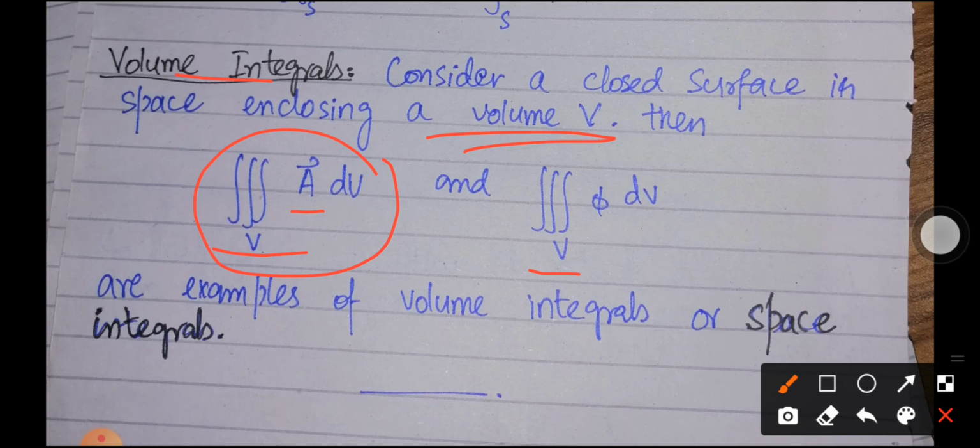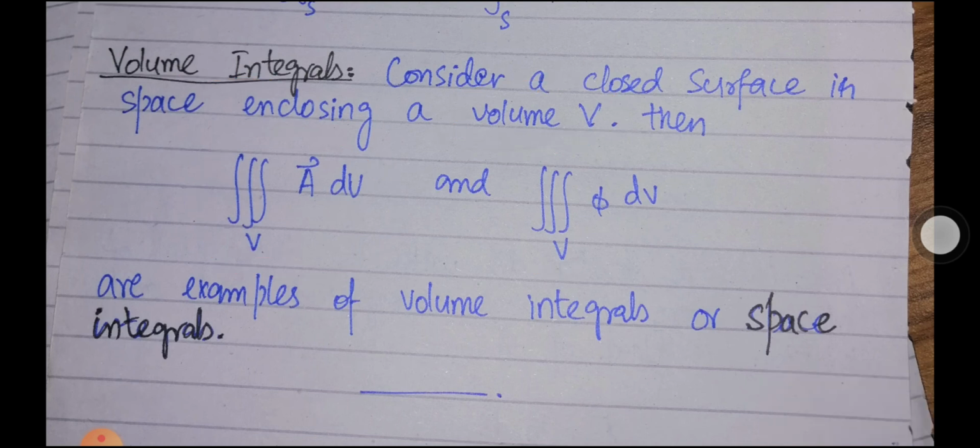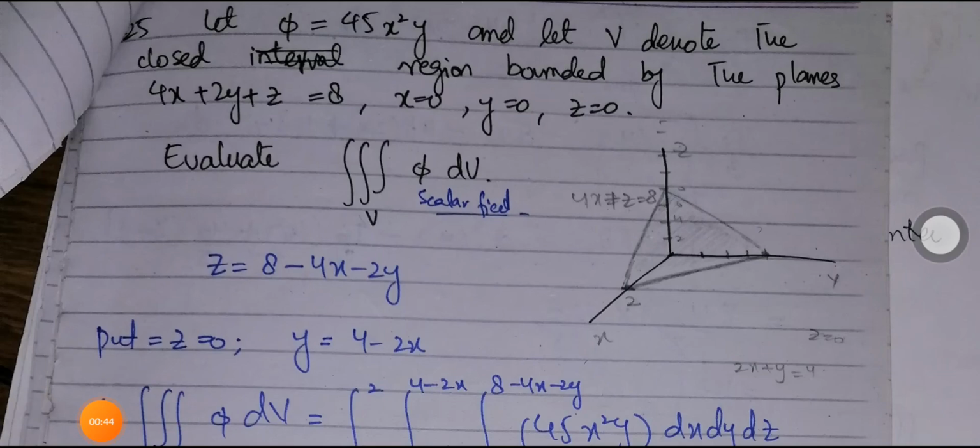These are named volume integrals because we integrate over a volume, and the three variables, or the three dimensions, are included in these integrals. Here is an example. This is question number 25.